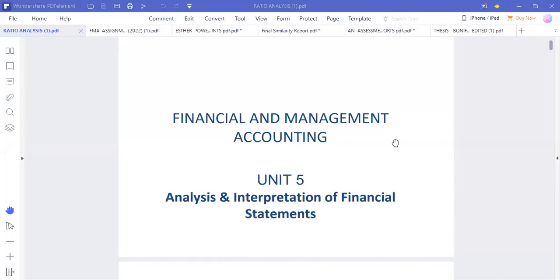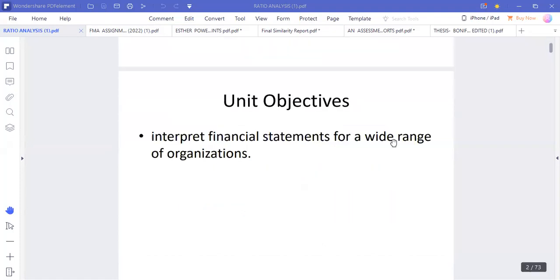Analysis and interpretation of financial statements. So this unit mainly aims at us understanding how to interpret these financial statements. For a limited company, it is a prerequisite for them to publish their financial statements in the press for people to analyze and also for informed decisions.